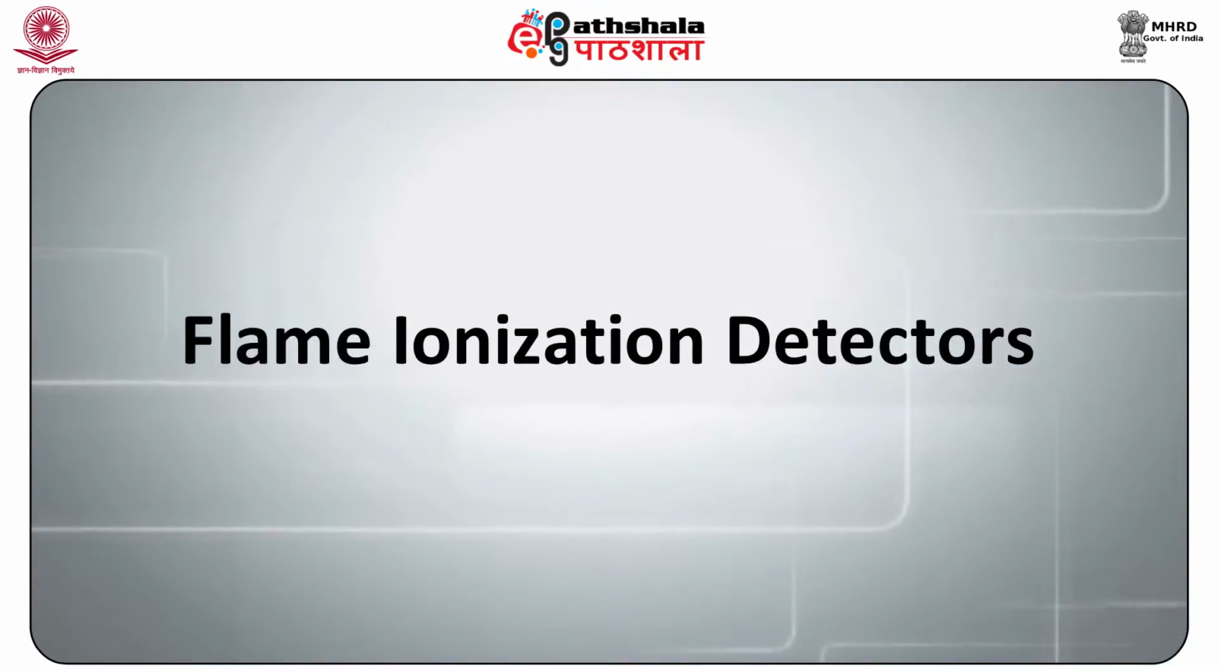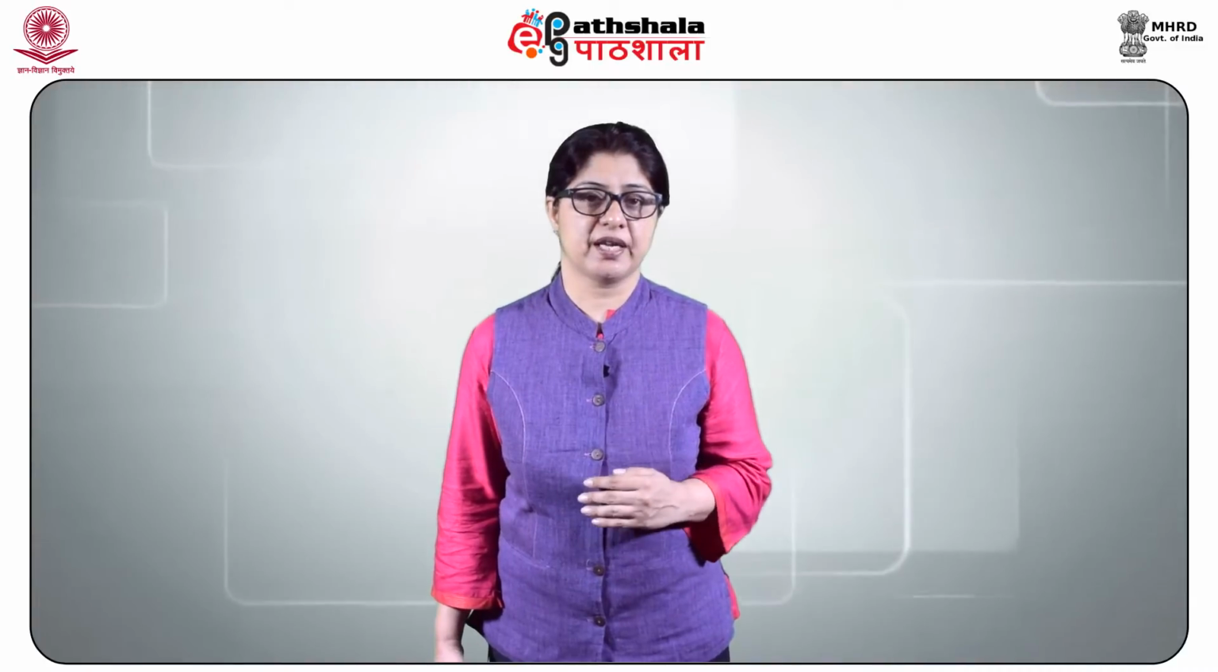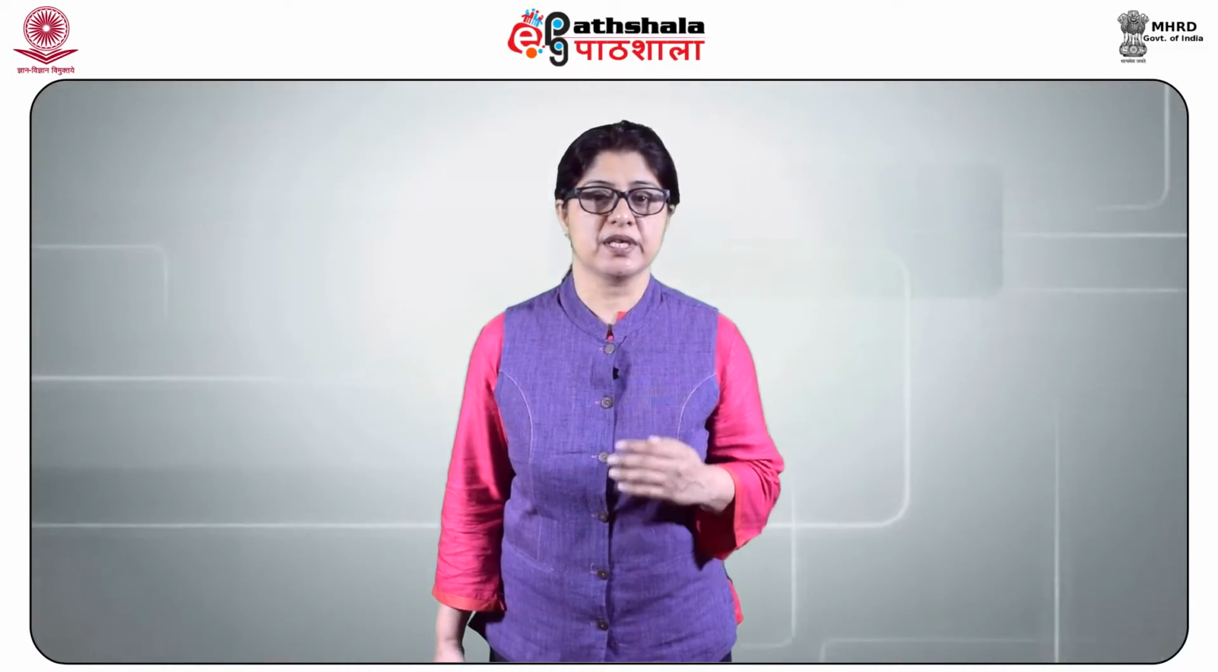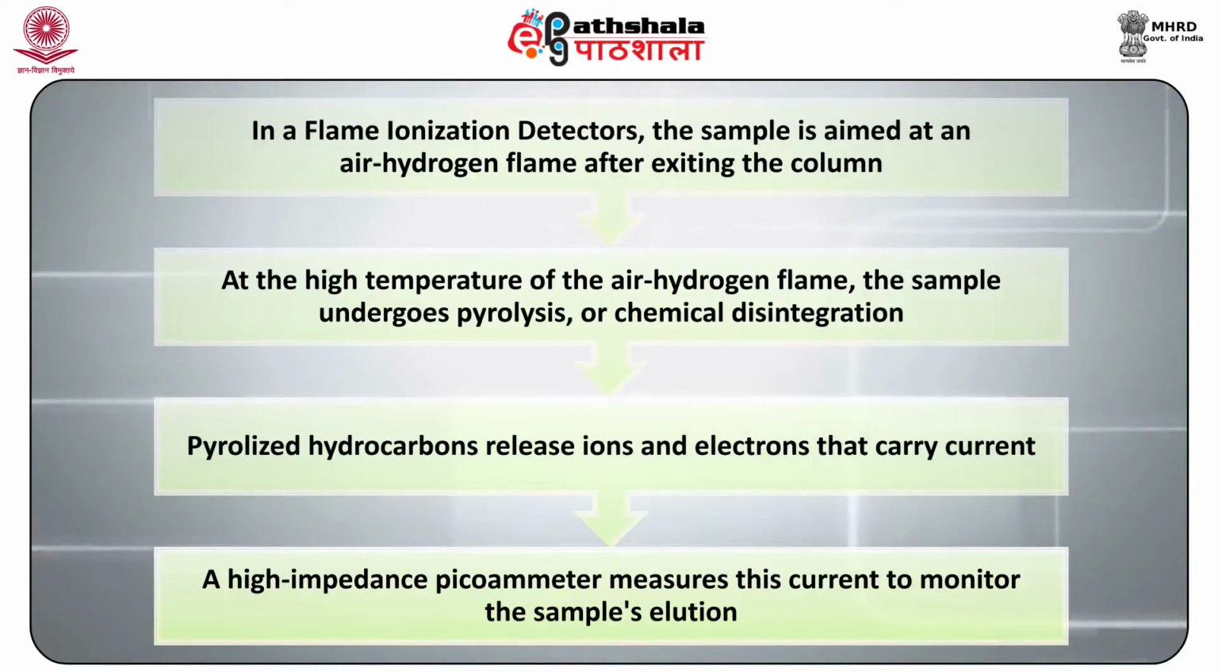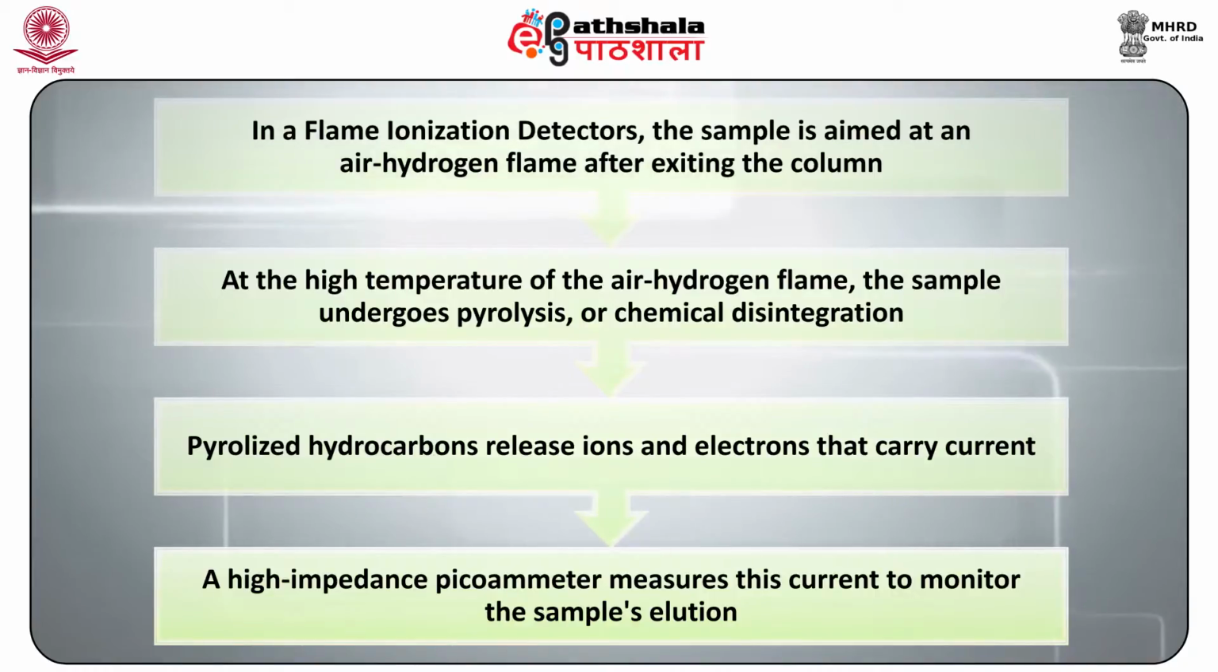Flame ionization detectors. Flame ionization detectors (FID) are the most extensively used detectors. In an FID, the sample is aimed at an air-hydrogen flame after exiting the column. At the high temperature of the air-hydrogen flame, the sample undergoes pyrolysis, or chemical disintegration. Pyrolyzed hydrocarbons release ions and electrons that carry current. The high impedance picoammeter measures this current to monitor the sample elution.